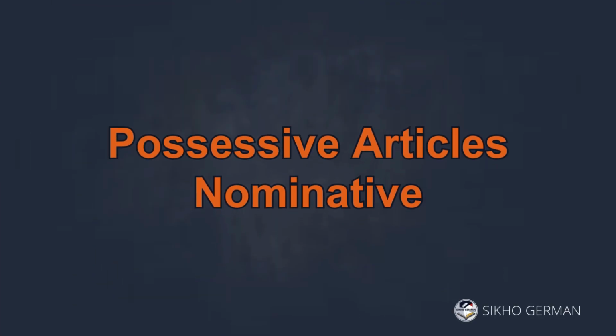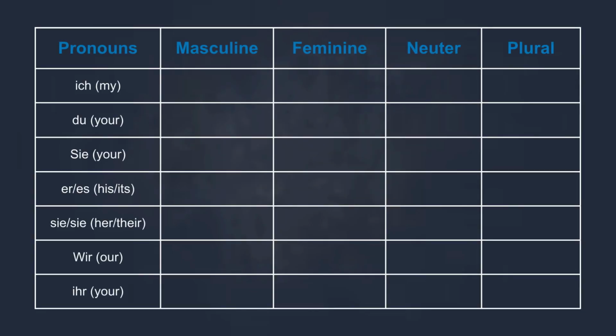Let's start with possessive articles in the nominative case. Remember, nominative is used for the subject of the sentence, the person or thing doing the action. Here's the complete table of possessive articles in the nominative case. Let me go through each pronoun and its possessive forms.